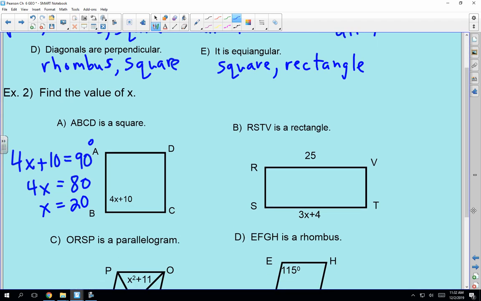So in B, based on this picture, these opposite sides are equal. So 3x plus 4 equals 25, and then solve for x. So 3x equals 21, x equals 7.